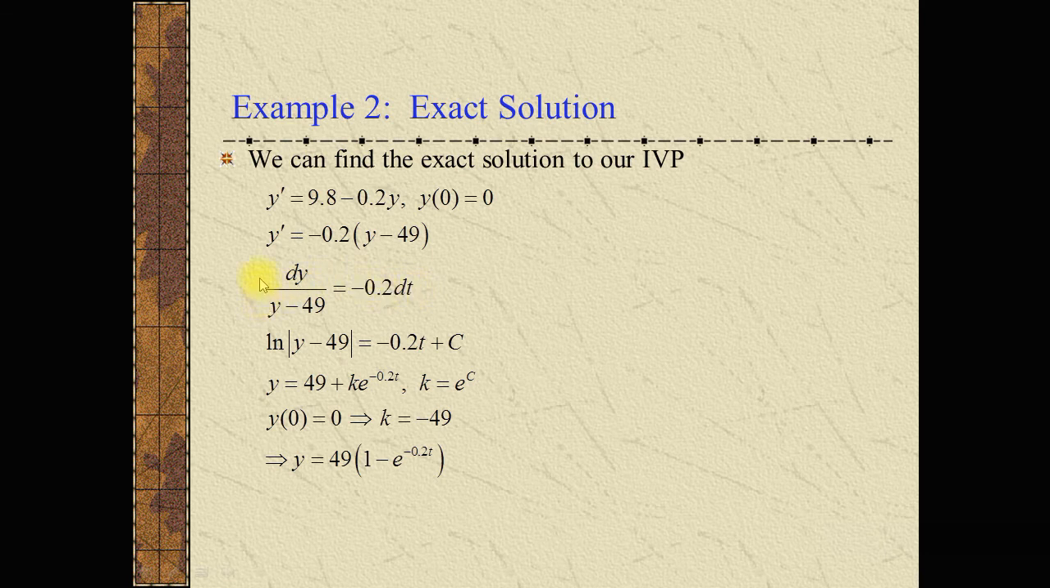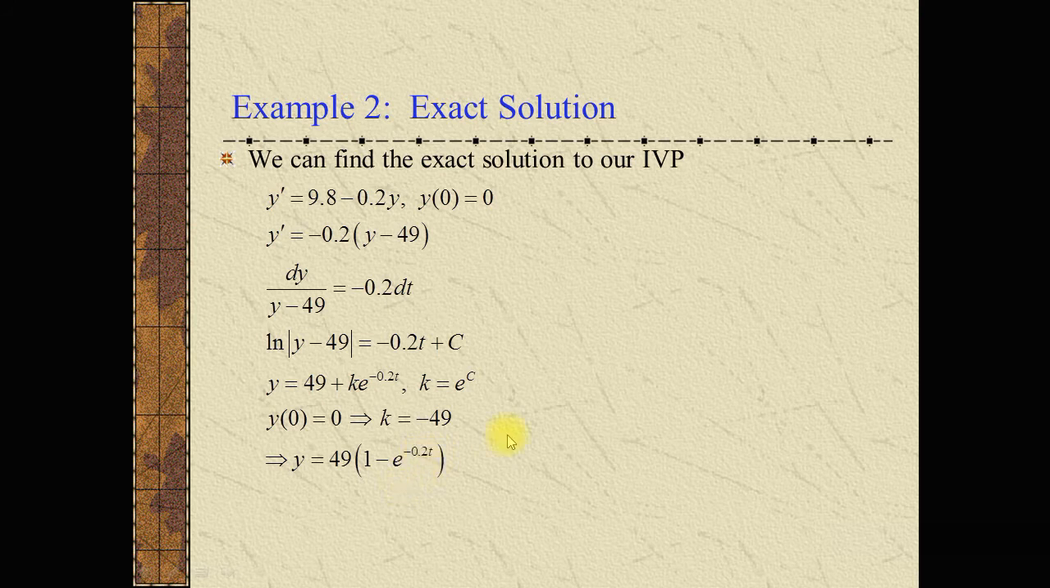Now taking the integration, the left term will be the natural log of y minus 49, and the integration of the right term will be minus 0.2 t plus c, where c is the constant of integration. Now taking the exponential on both sides, we obtain the solution y is equal to 49 plus k e power minus 0.2 t, where k is equal to e power c. Now putting the initial condition y at 0 is equal to 0, e power 0 is equal to 1, so k is equal to minus 49. And now the general solution is y is equal to 49 into 1 minus e power minus 0.2 t.